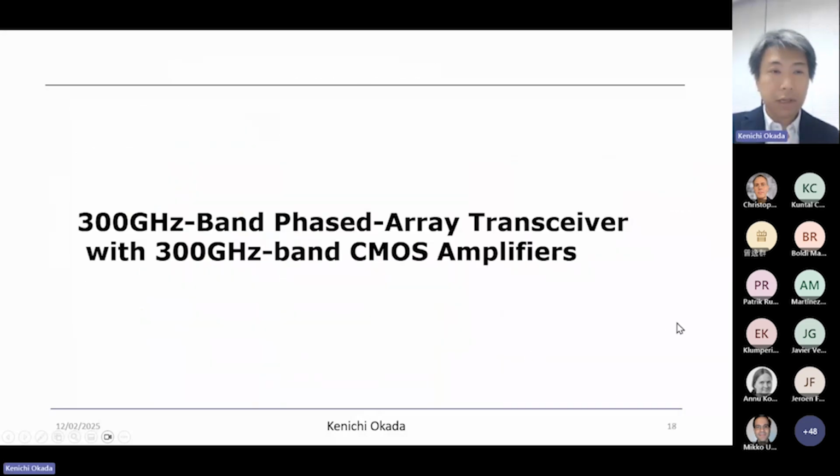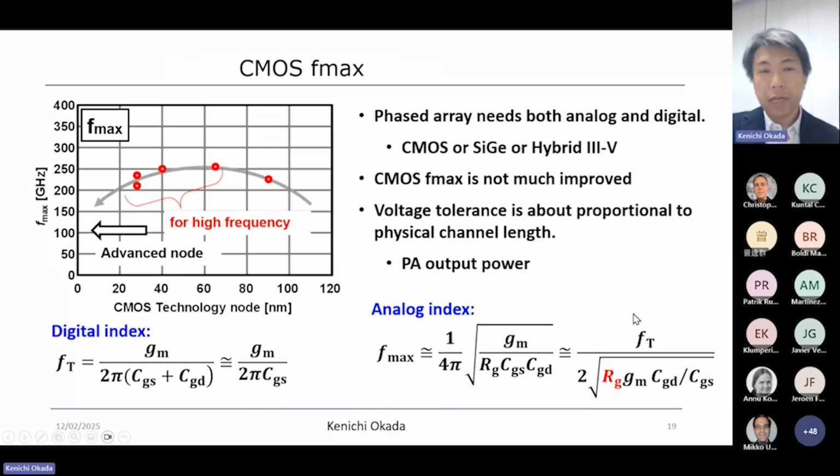Okay, then I'd like to introduce a little bit about the 300 gigahertz phased array transceiver, also by CMOS technology. Conventional planar CMOS technology has some limitation of Fmax characteristic. For the performance index, there are Fmax and Ft. Unfortunately, the Ft can be okay. Ft is improved by the performance improvement of digital. On the other hand, analog is not the main target of advanced CMOS technology. In that case, the Fmax is saturated around something like this.